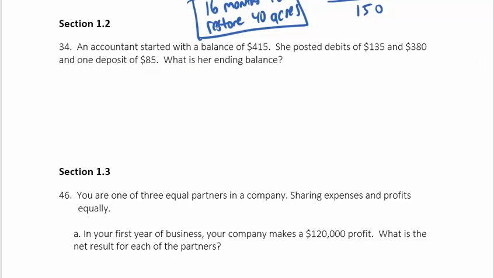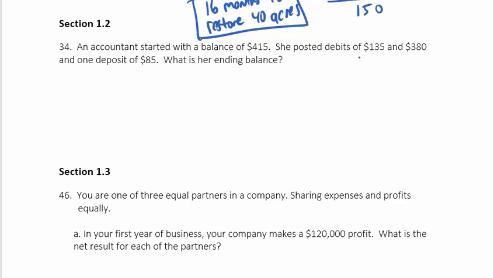All right, let's take a look at section 1.2 now. Just one question here that I usually answer in section 1.2. That's question 34. An accountant started with a balance of $415. She posted debits of $135 and $380 and one deposit of $85.